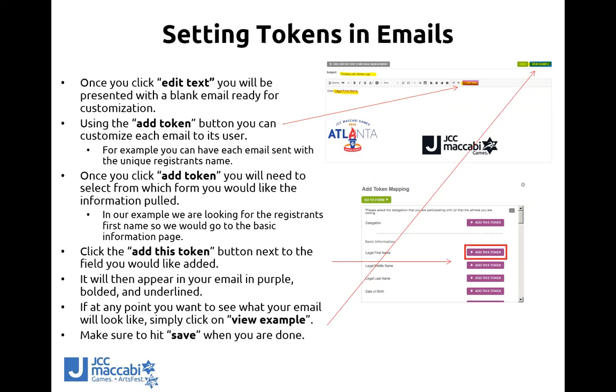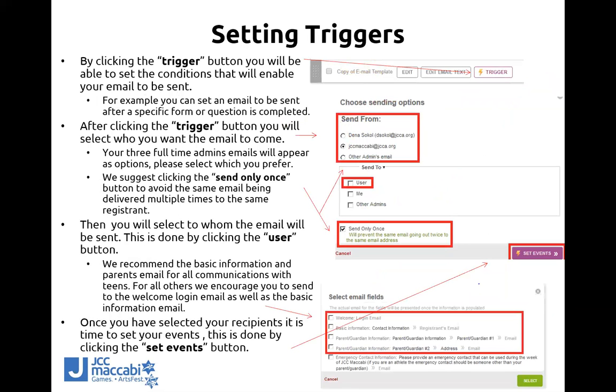Once you've entered your tokens, you've made sure you've changed the subject line of your email, and you've read over the body of your email, you have the opportunity to view an example. You'll click that blue button in the top right-hand corner of your screen, and your screen will refresh and a pop-up will appear with exactly what the email will look like in full formatting. Once you've gone through that and you're happy with the way your email looks, you'll hit save.